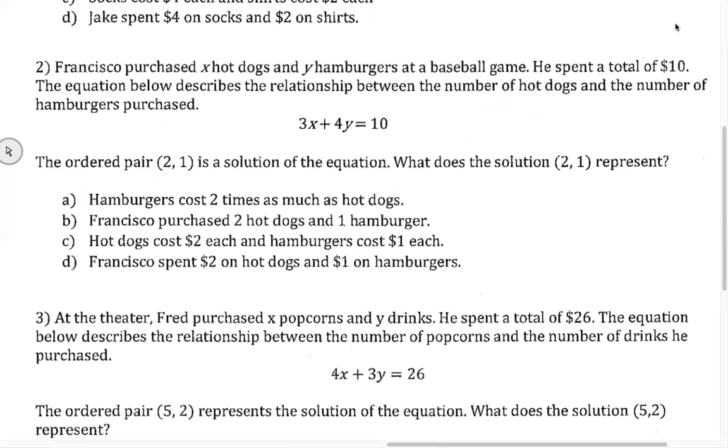Francisco purchased X hot dogs and Y hamburgers at a baseball game. He spent a total of $10. The equation below describes the relationship between the number of hot dogs and the number of hamburgers. This tells me, Liam, that hot dogs cost $3 each and hamburgers cost $4 each, and I spent a total of $10. So what does (2, 1) represent? Well, 2 represents hot dogs. 1 represents hamburgers.